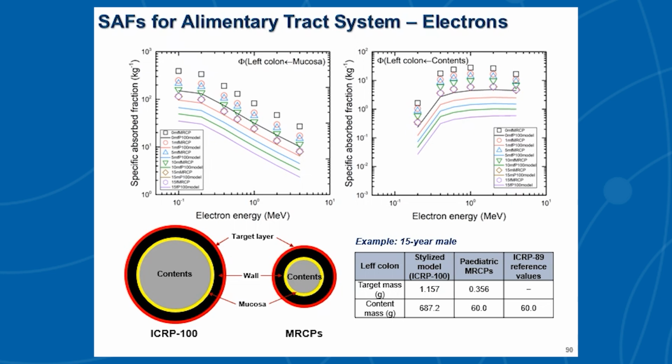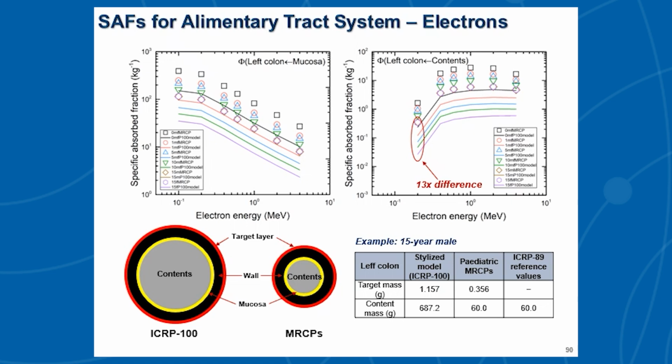The differences were even greater when the content was the source region, because the stylized model contained a much larger content volume than the mesh phantoms, which resulted in more particles being absorbed within the content. And considering the mesh phantoms reflect realistic anatomy and at the same time match all the ICRP reference values, we believe that they provide more reliable results.